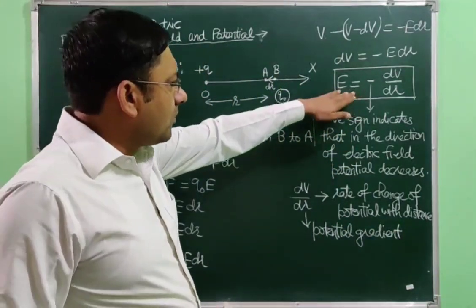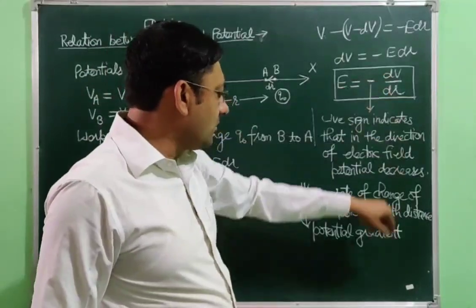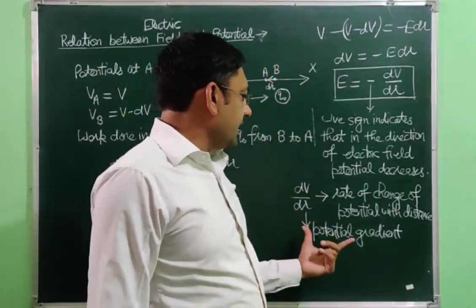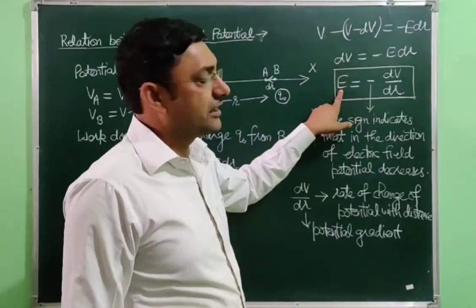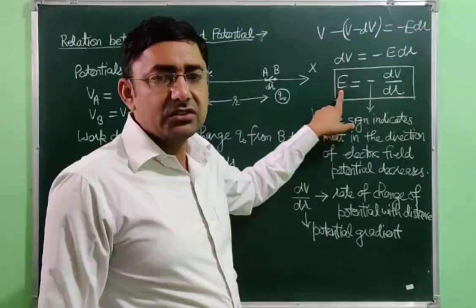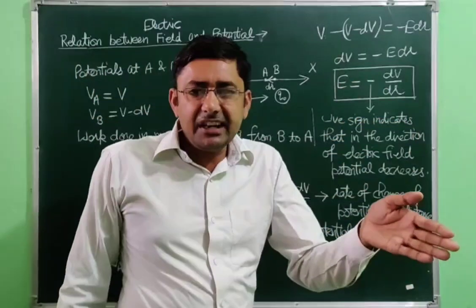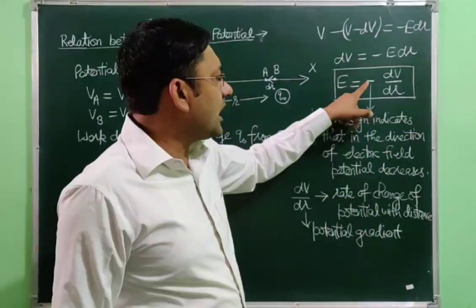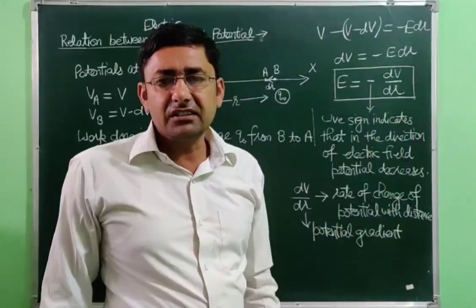So now I am going to this E equals minus dV over dr. So what does it mean? That negative potential gradient. So electric field in any direction is equal to the negative potential gradient in that direction.